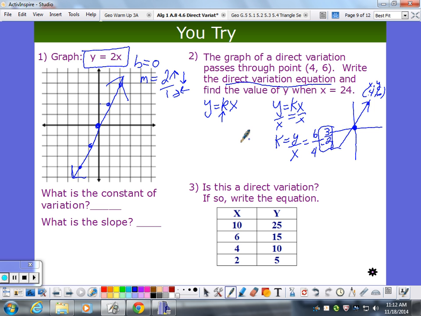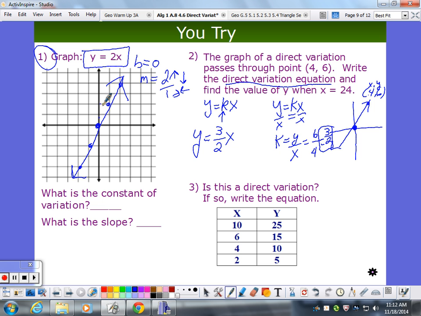3 over 2. What's my equation? Y equals 3/2 x. Yeah. That's it. So think about all you had to do. All you had to do was find k by saying it's 6 over 4 and reduce that to 3 halves and plug that in. That's it. Oh, I didn't finish question 1. Look at me how bad I am.